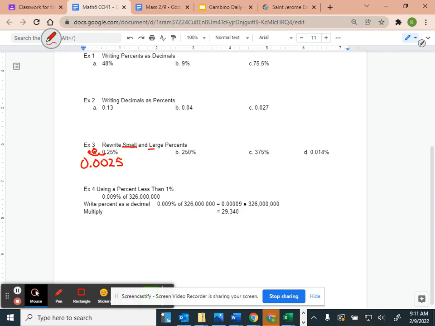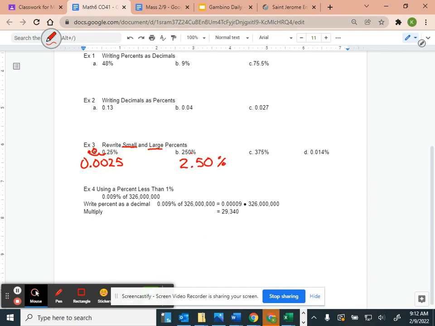Now let's look at our large percent. 250% would be what decimal? Are you raising your hand? No. Okay. Tristan? 0.250. How many times are we going to move our decimal point? 2 times. So if my decimal point's right here, and I move it 2 places to the left. Try it again, Tristan. 2.50.